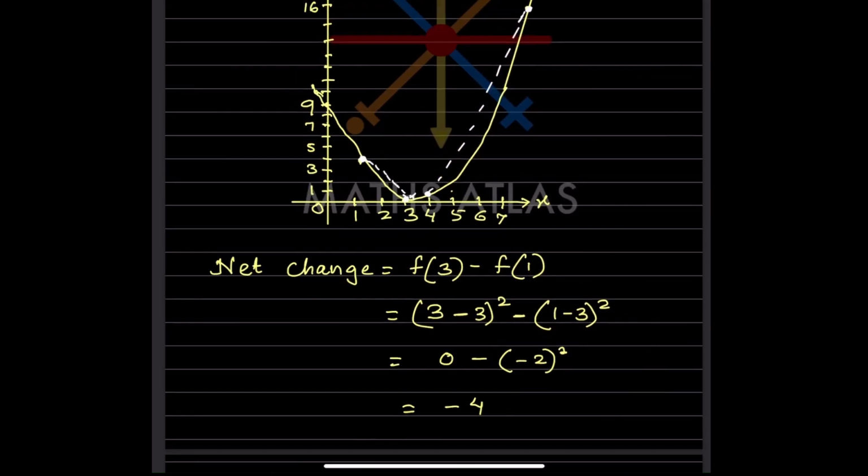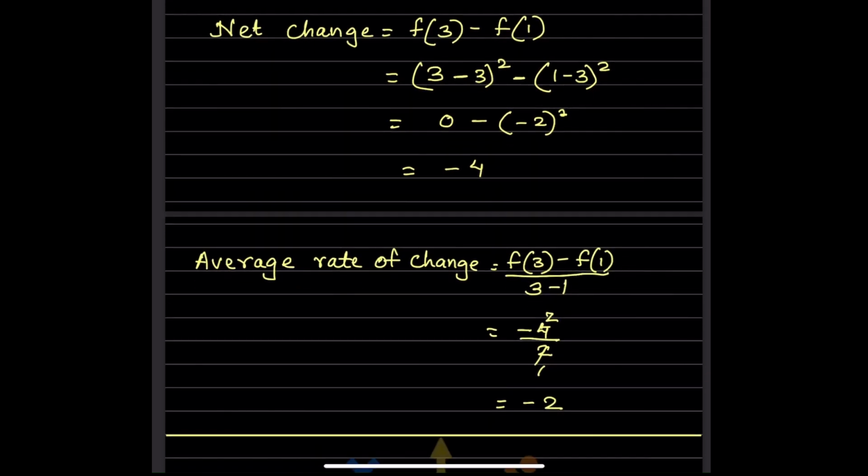So now if we take the average rate of change, this is the net change. So the average rate of change is f of 3 minus f of 1. Here you got f of 3 minus f of 1 as minus 4. So you are going to put minus 4 divided by what? b minus a, that will be 3 minus 1, that is going to be 2. So this is going to be minus 2. Hope you got this. This is the net change and this is the average rate of change.